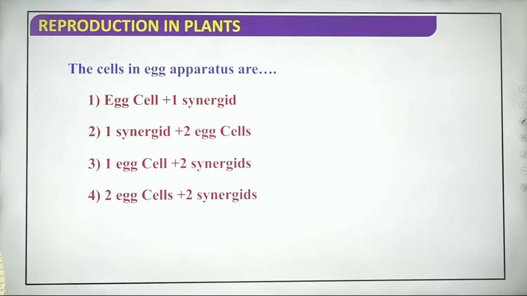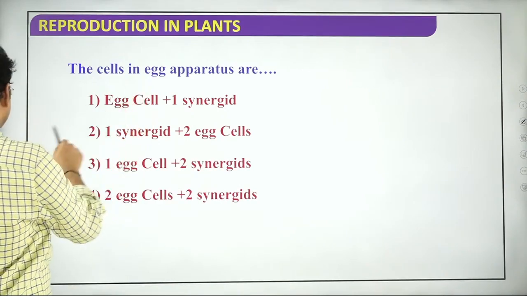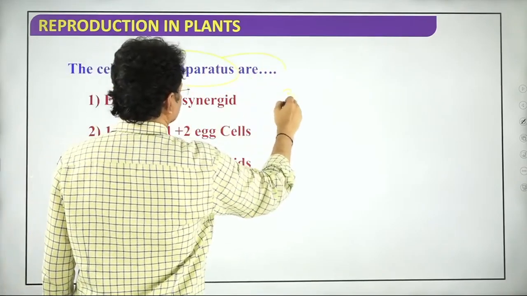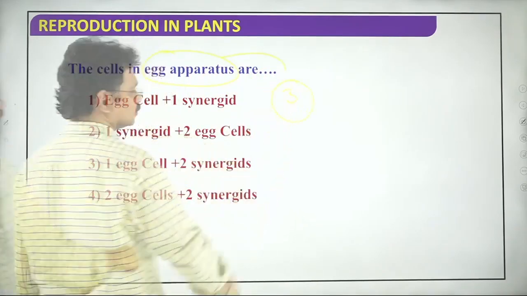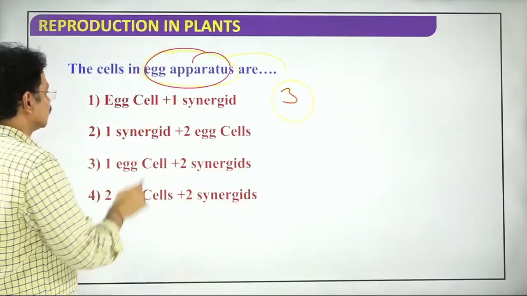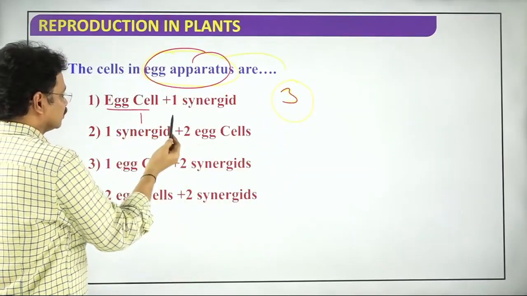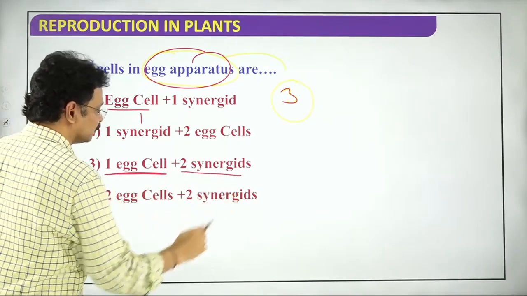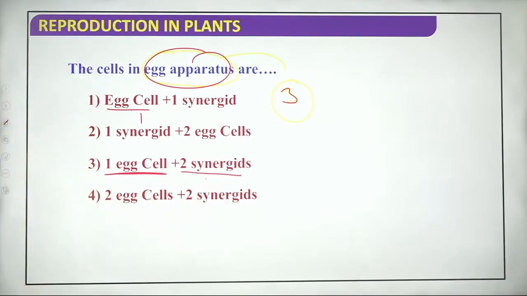What is the correct answer? How many cells are found in an egg apparatus? 3 cells. The maximum number of cells in the egg apparatus is 3. In that, one is the egg, the remaining 2 are synergids. Yes, third option: 1 egg cell and 2 synergids. The right answer is the third option.